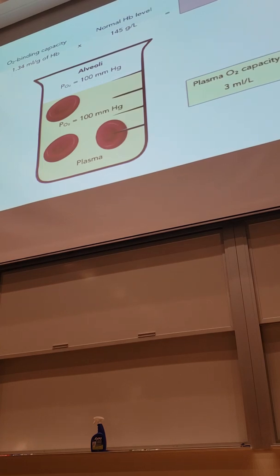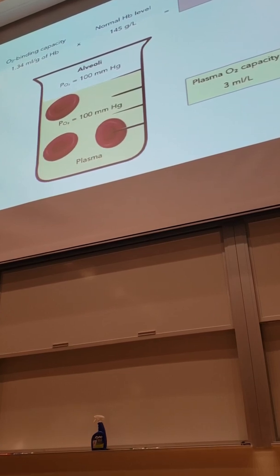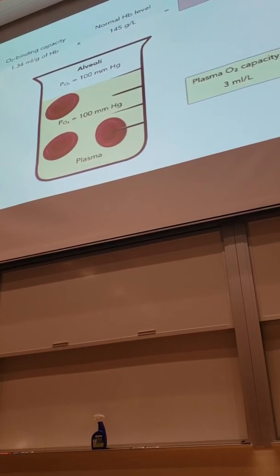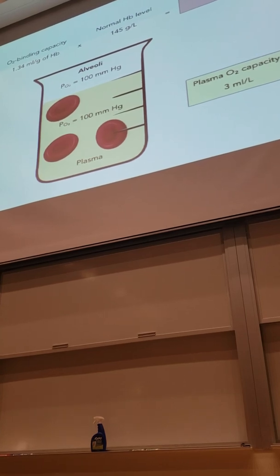So 1.34 milliliters per gram of hemoglobin. So in about 2 grams of hemoglobin, we can carry the same amount that we can dissolve in a liter of plasma. So there's quite a lot of oxygen carrying capacity. Okay, normal hemoglobin level up there.